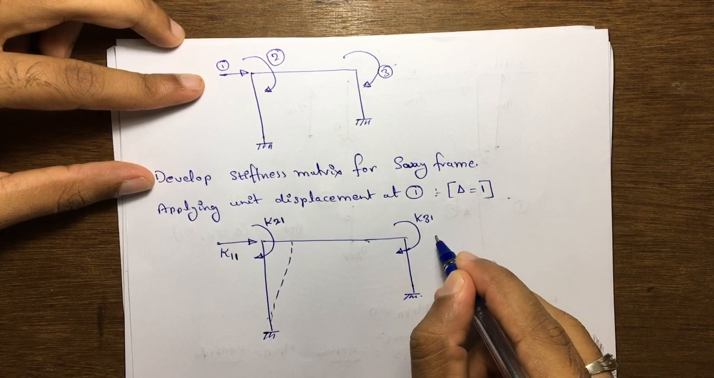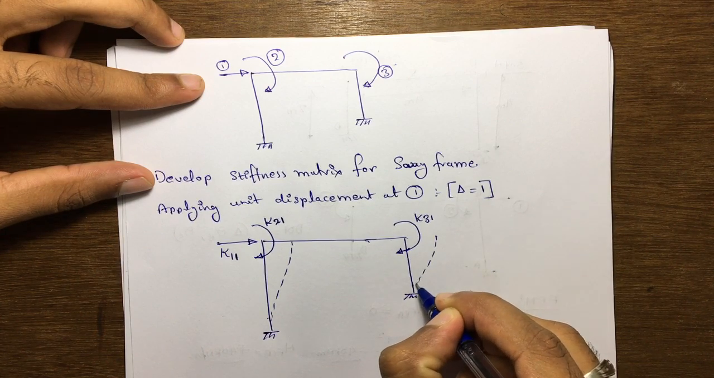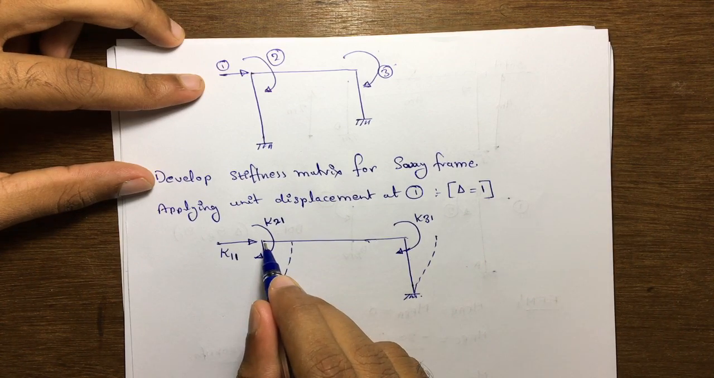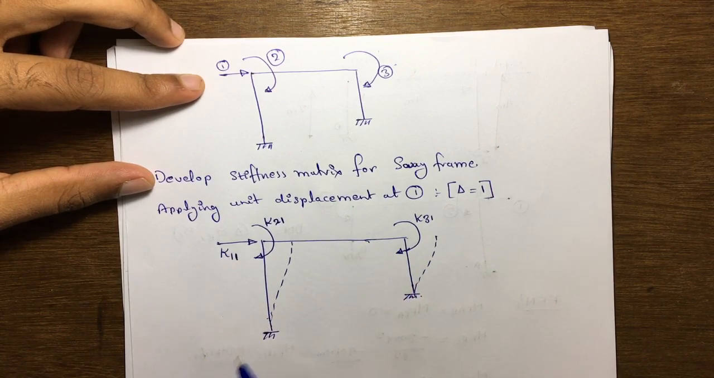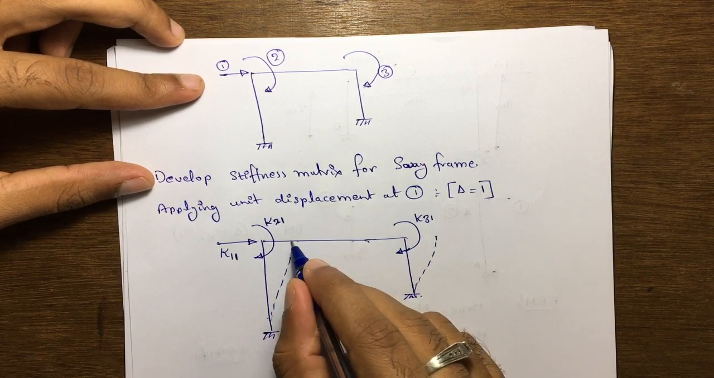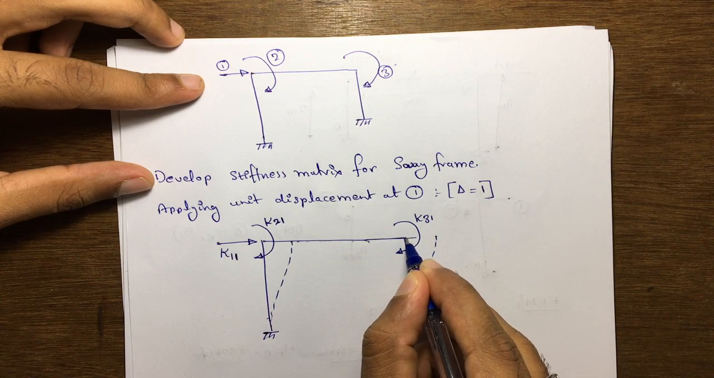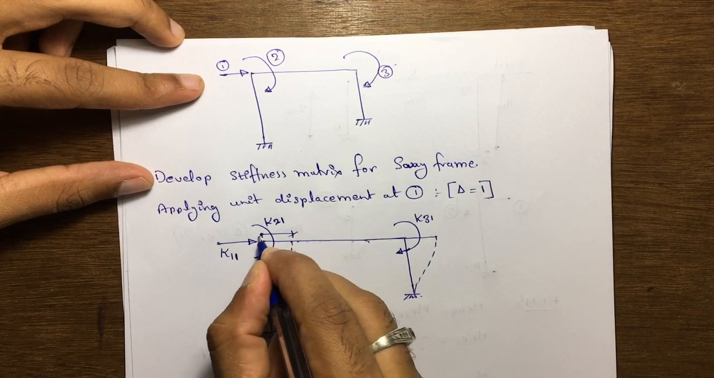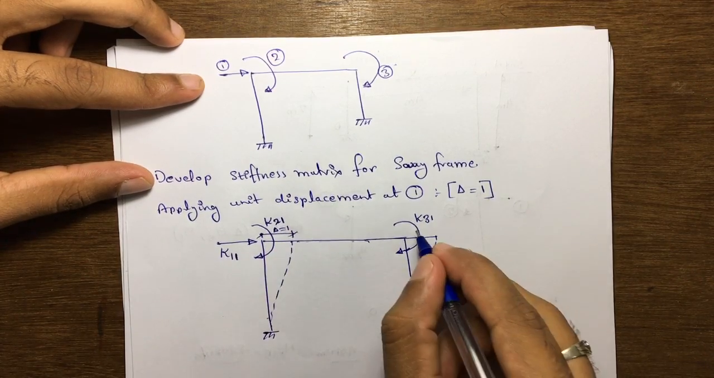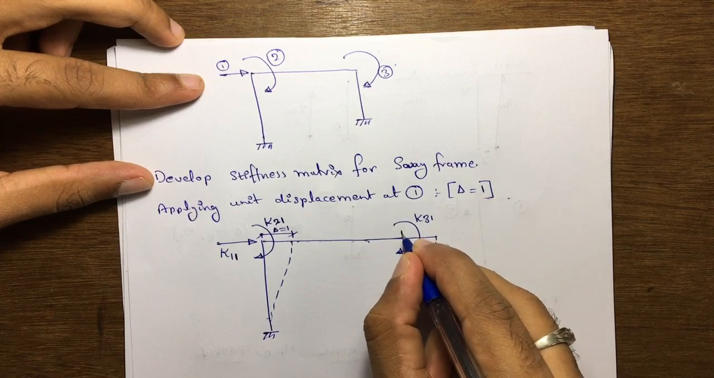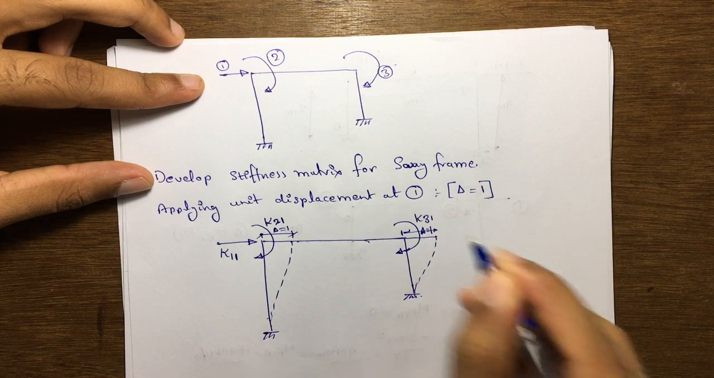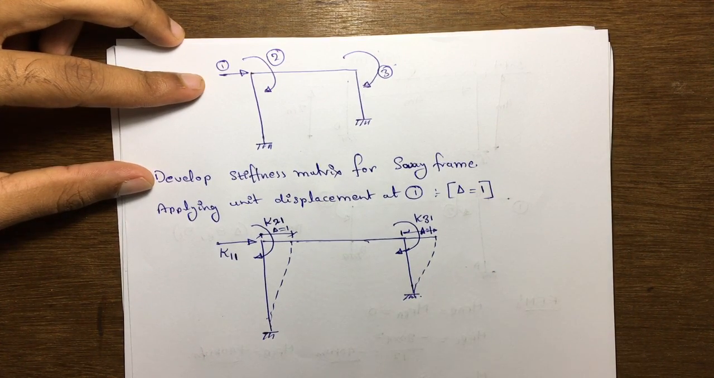In the same way, it is going to deflect like that. We will assume this is a stiff beam. There is no deflection in this beam, no changes in this beam, that is a rigid beam. Therefore, if I consider this as unit displacement, that is delta is equal to 1, here also the same delta is going to apply, that is delta is equal to 1.